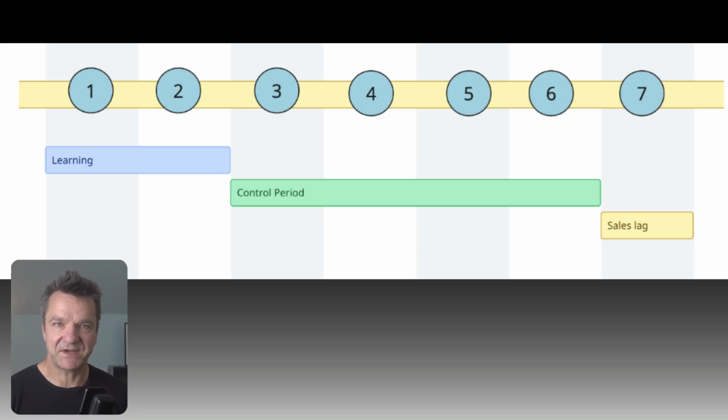Learning period. After any major change to a PMax campaign, like adding an asset group, changing bid strategy, or adjusting a budget, the algorithm needs time to re-optimize. Campaigns with more monthly conversions learn faster. For our example with 50 monthly conversions, we'll assume a 2-week learning period. Based on these factors, allow approximately 7 weeks total: 2 weeks for the learning period, 1 week for sales lag, and 4 weeks for clean data collection.